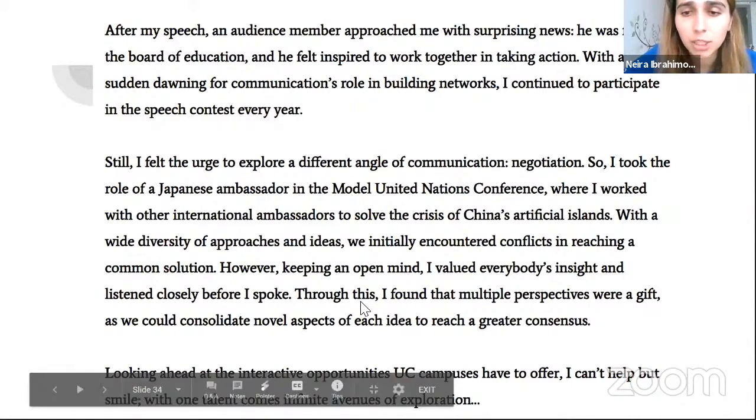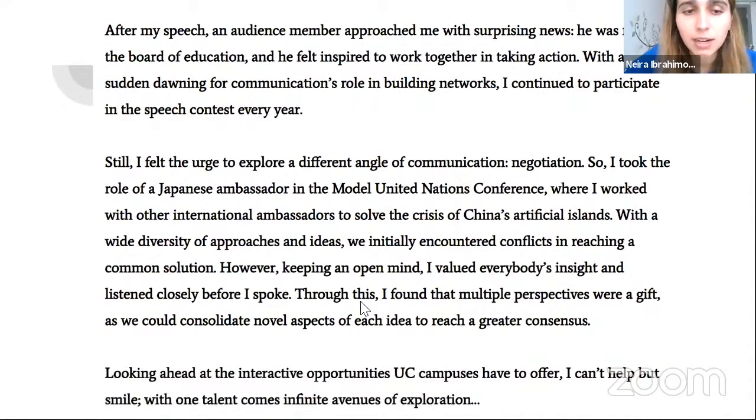Through this, I found that multiple perspectives were a gift, as we could consolidate novel aspects of each idea to reach a greater consensus. Looking ahead at the interactive opportunities UC campuses have to offer, I can't help but smile. With one talent comes infinite avenues of exploration.